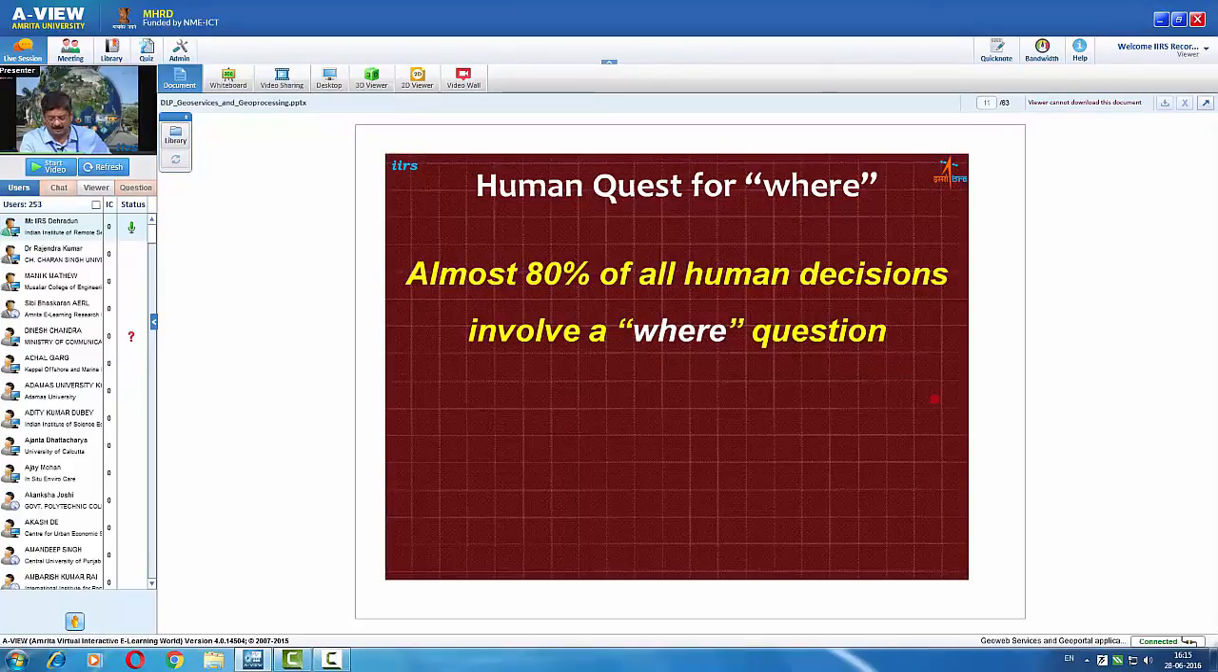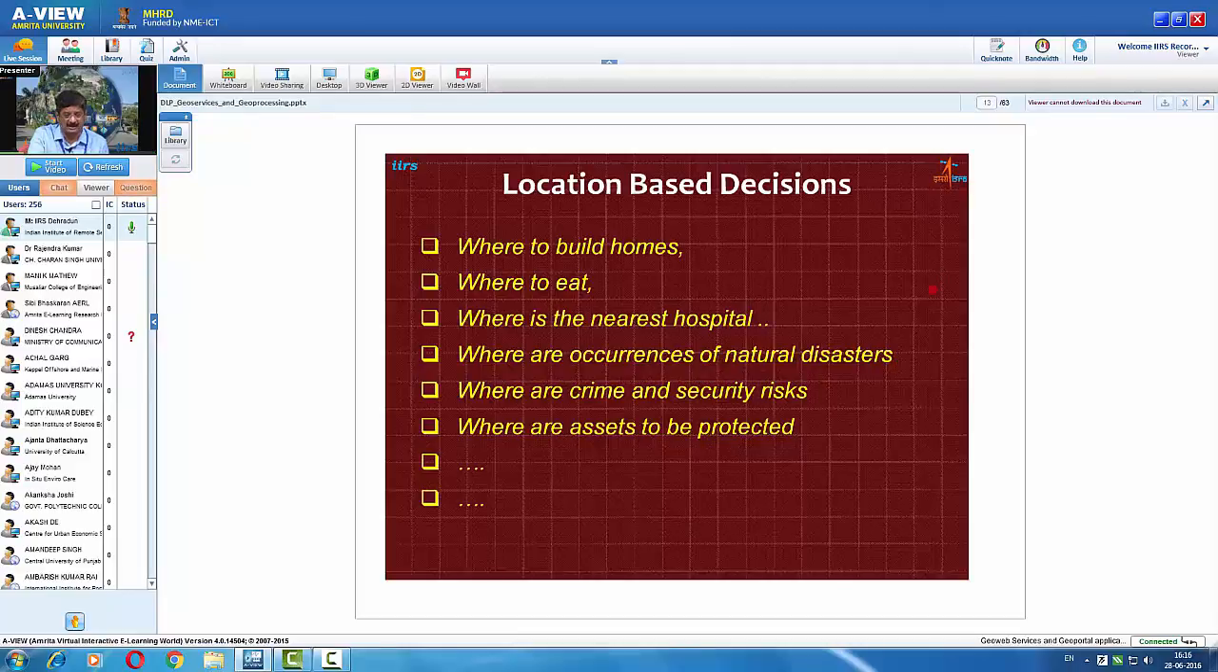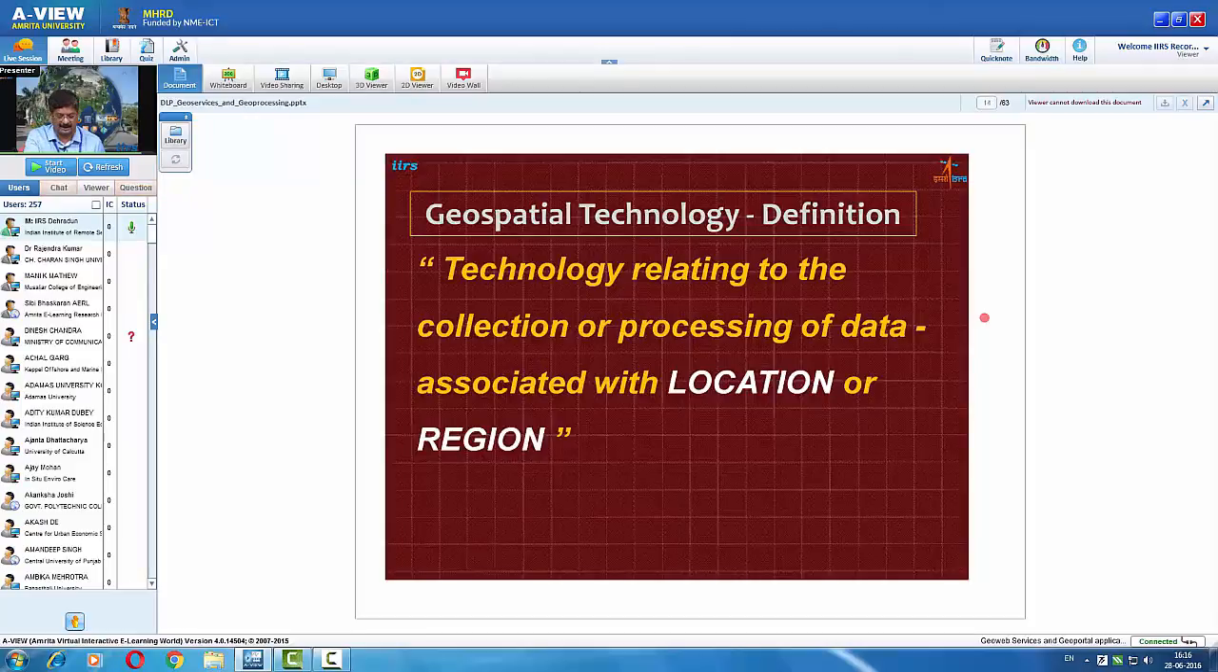It is a normal quest of humans to always ask where. This is a question always asked. Almost 80% of our human decisions involve a question asking where. Geospatial technology is a means to answer geographic-based questions like where to build homes. This is one of the real estate applications where geospatial, in fact Google Earth and other web services, are very strongly utilized today in commercial applications. We are also looking for where to eat, where to go for the nearest hospital for any services, where the occurrences of natural disasters, crime and security risks are, as well as where the assets to be protected are. And the questions are many. So all these, as you can see, are location-based decisions to be taken.